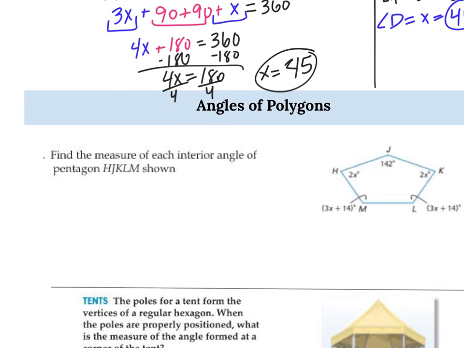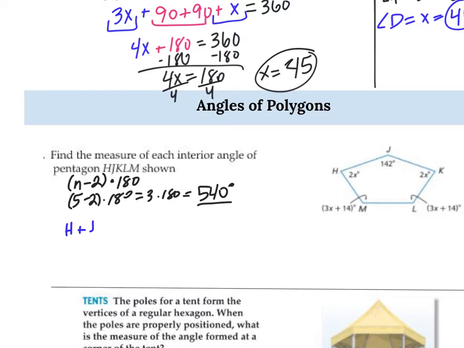Okay. So one more example of those. Find the measure of each interior angle of the pentagon. So same exact steps. We're going to first need to find how many total degrees are interior. So 5 minus 2, 3 times 180 is going to give us a total of 540 degrees. Okay, so now we can say all of our angles added up, so H, J, K, L, and M will have to equal 540. So substitute in.